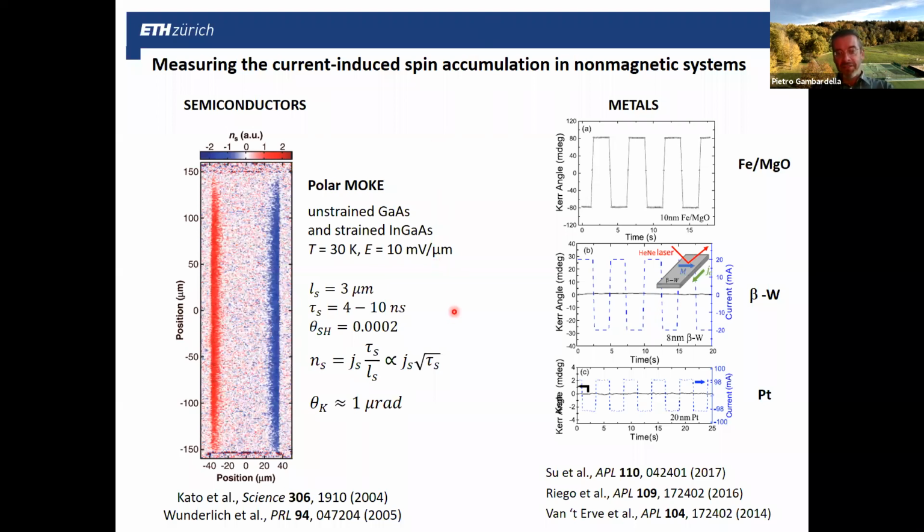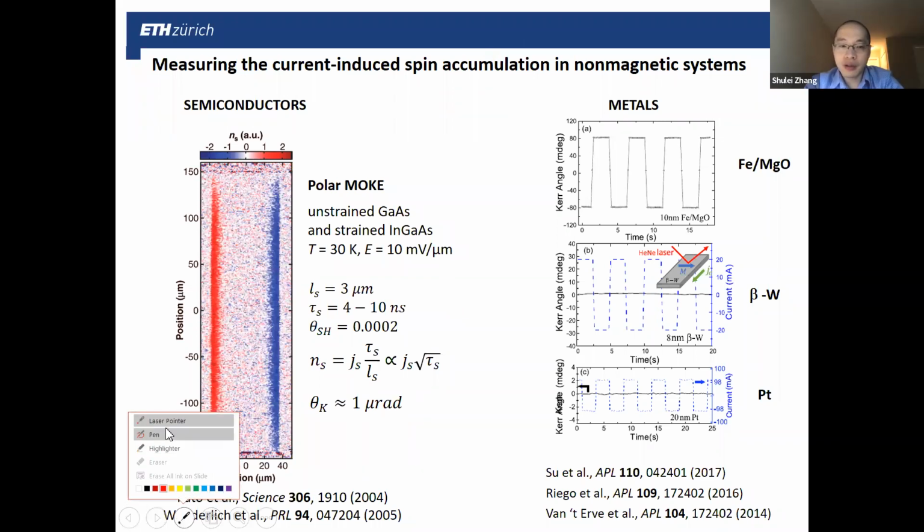The spin diffusion length is of the order of a nanometer, and so this makes it more difficult to detect. I see. Good. Thanks. Any other questions from the audience?